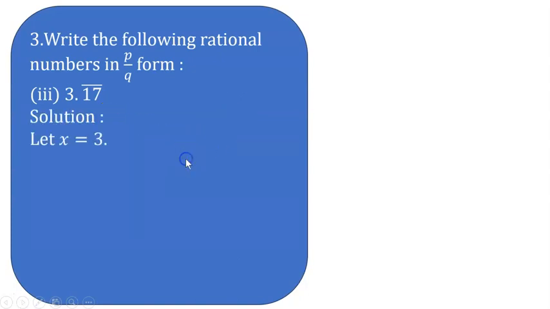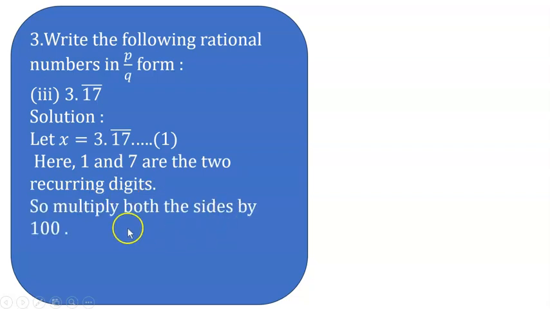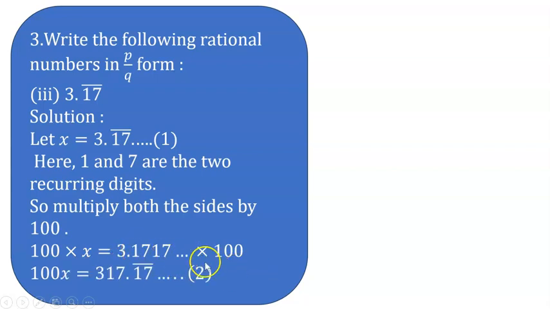Now next, 3.17. Now we let x be equal to 3.17 with a bar. Here 1 and 7 are the two recurring digits. So multiply both sides by 100. 100 into x is equal to 3.1717 and so on, into 100. Okay, after multiplication you will get here 100x is equal to 317.17 with a bar.